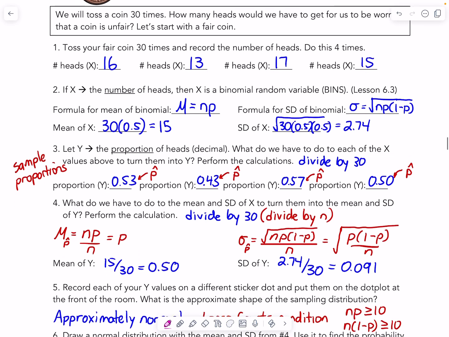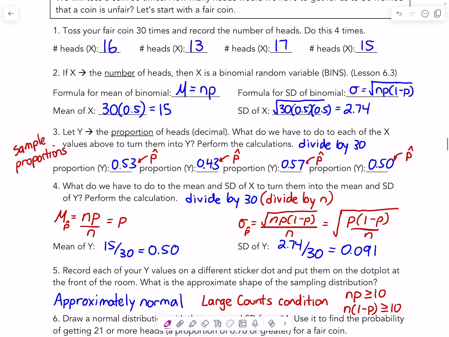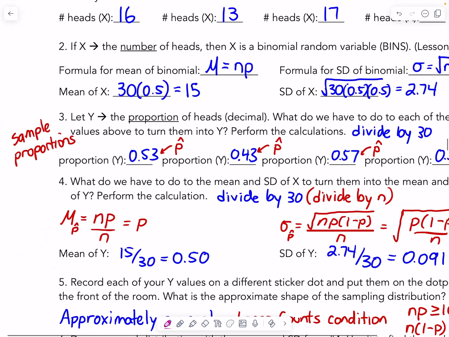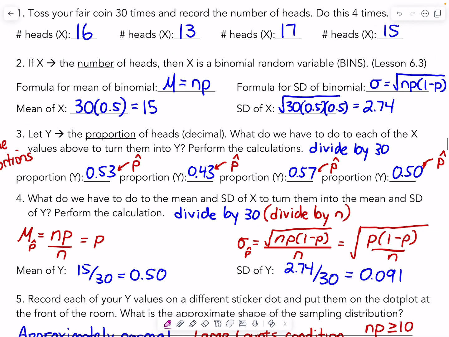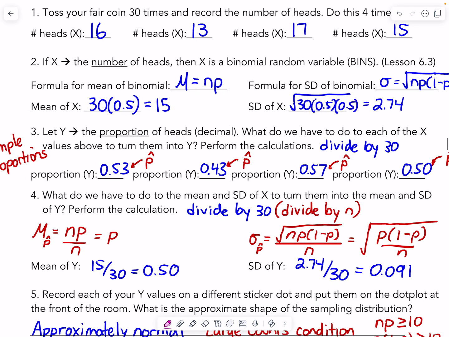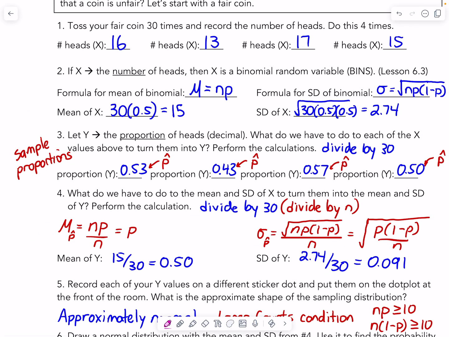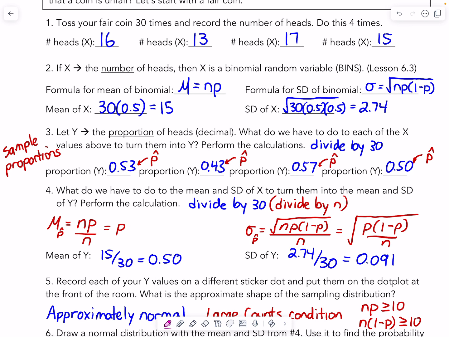Okay, so for the sample proportions, instead of counts I want a sample proportion, so I divide by 30. 16 divided by 30 is 0.53. That's where that comes from. 13 divided by 30 is 0.43, 17 divided by 30 is 0.57, and 15 divided by 30 is 0.5. So if I'm asking what is the proportion of heads, that's how I'm getting it. Not just the number of heads, I'm asking the proportion of heads.